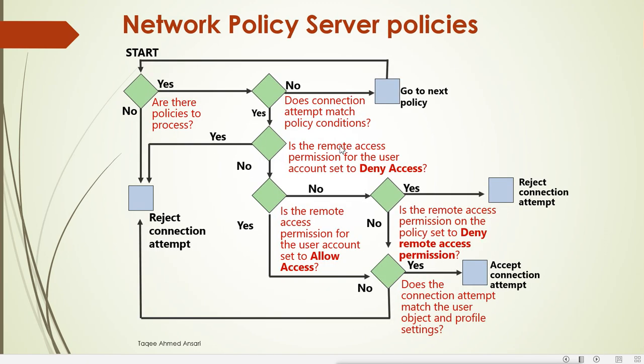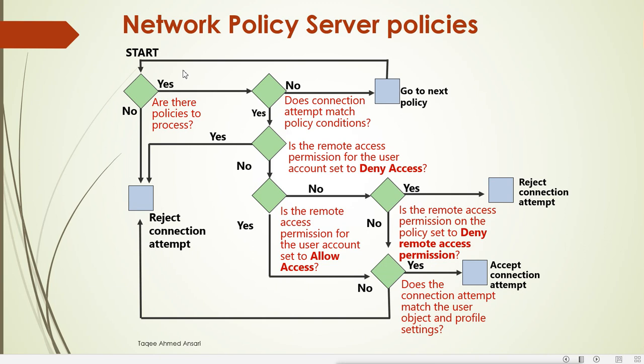Now how the policy works here: first it will start here, and first it will check whether there is a policy to process the request or not. When the request comes to the server, it will check whether it has any policy to process or not. If it has a policy, then it will go on to do the policy processing, and if not, then it will directly reject the connection. If it has a policy for processing, then it will check whether the connection attempt matches the policy conditions we have configured. If it is not matching, then it will go for the next policy.